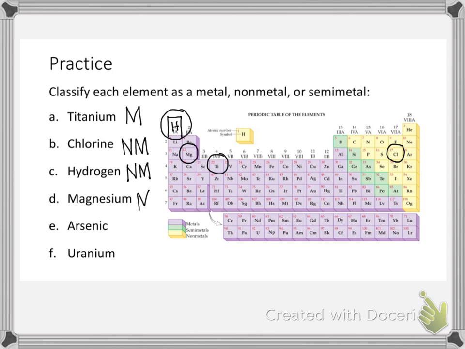That's definitely a metal. Arsenic, which has the symbol As, is right there. So that is a semimetal. I'm going to write Sm. And then uranium, which might have taken you a while to find, is element 92 down here. And this is a metal. So our first goal is just to classify them. In the future, when we talk about bonding, we will need to identify elements as metals and nonmetals. So we will be using this in the future.